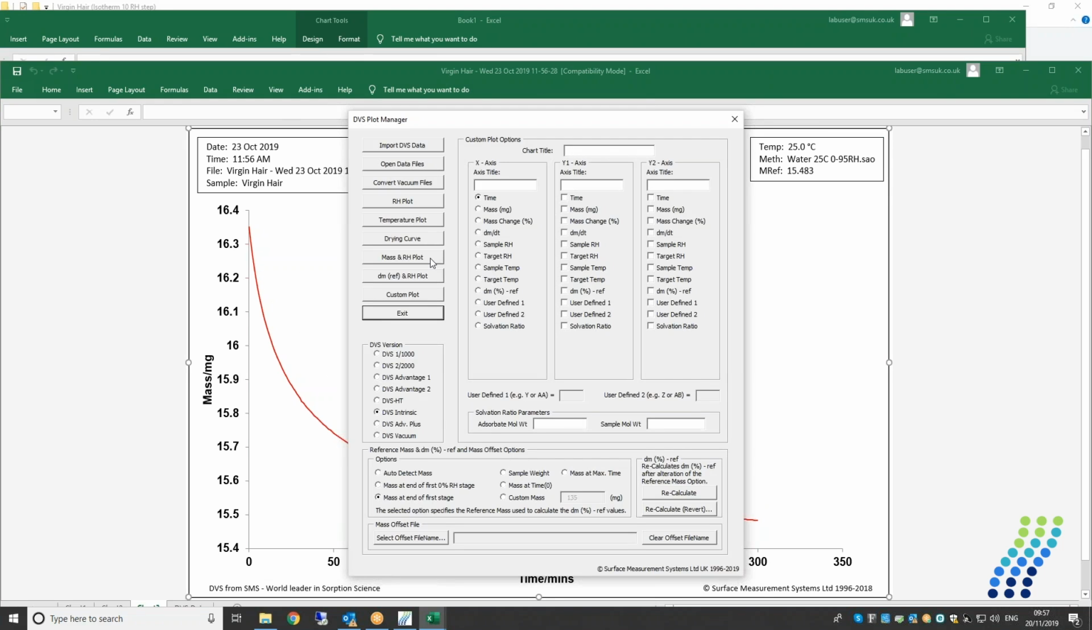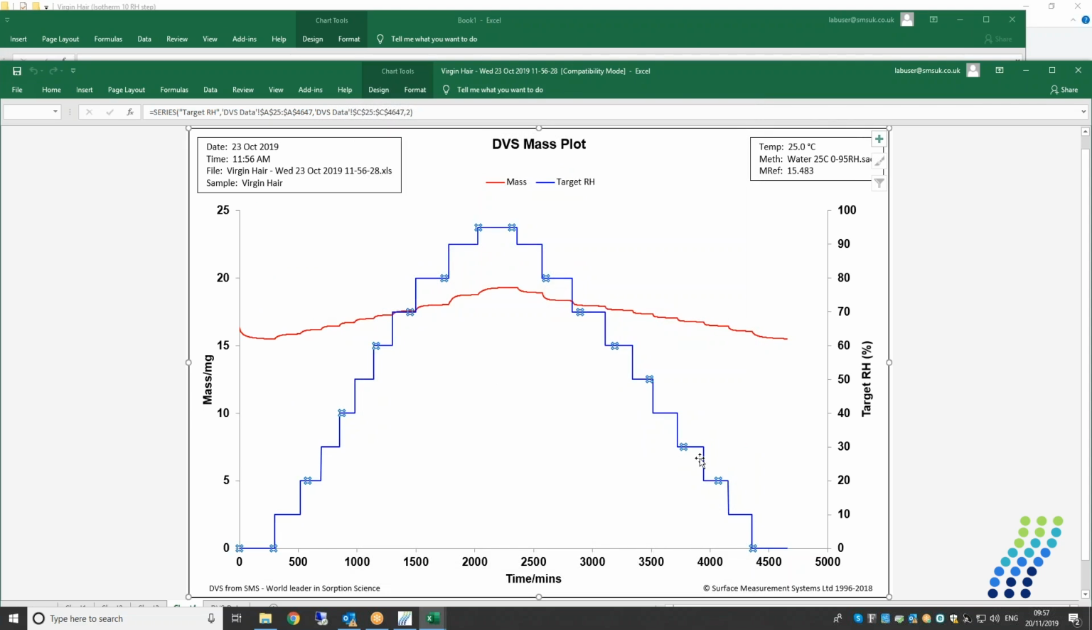Next, we have a mass and RH plot. So here we have three axes: experiment time on the x-axis and mass and target RH on either one of the y-axes. This plot compares the RH to the target RH to the actual mass of the sample during the experiment. So as you can see here, the sample has a slight increase of mass at each stage of RH until it reaches about 19 milligrams. And during the desorption, the sample loses some mass at each RH stage. So it's useful to plot the actual mass of the sample during the experiment.